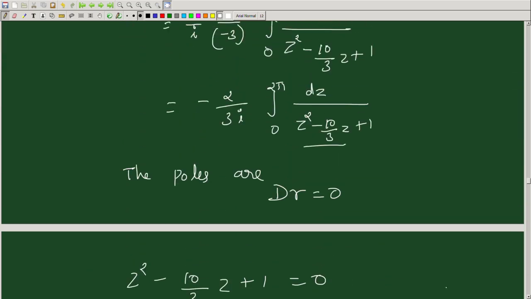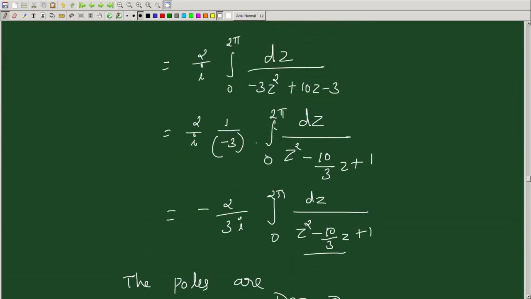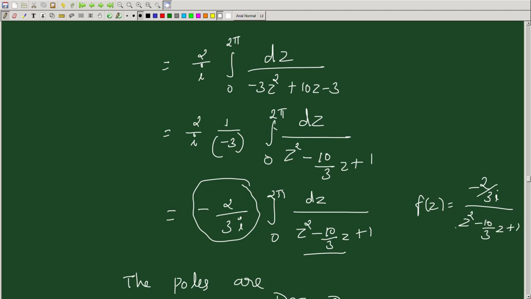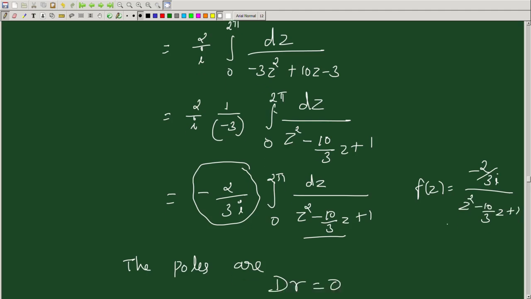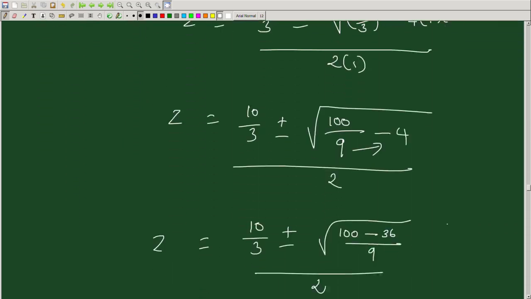The poles are the values making the denominator equal to 0. And what is the f of z? This numerator is compulsory; this leftover value is important for f of z. Now your f of z equal to minus 2 by 3i divided by the denominator z square minus 10 by 3 z plus 1. So that you know. Now you are going to write what is f of z, right?